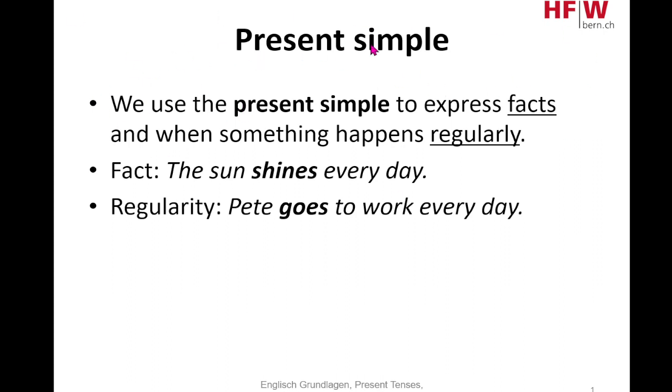So how do we identify the present simple and how to use it? Usage of present simple. We use the present simple to express facts and when something happens regularly. Fact: the sun shines every day. So present simple expresses facts. You know, a fact means it's true. It's not unreal. It's true. So if it is true, we use present simple. And one more is something that happens regularly.